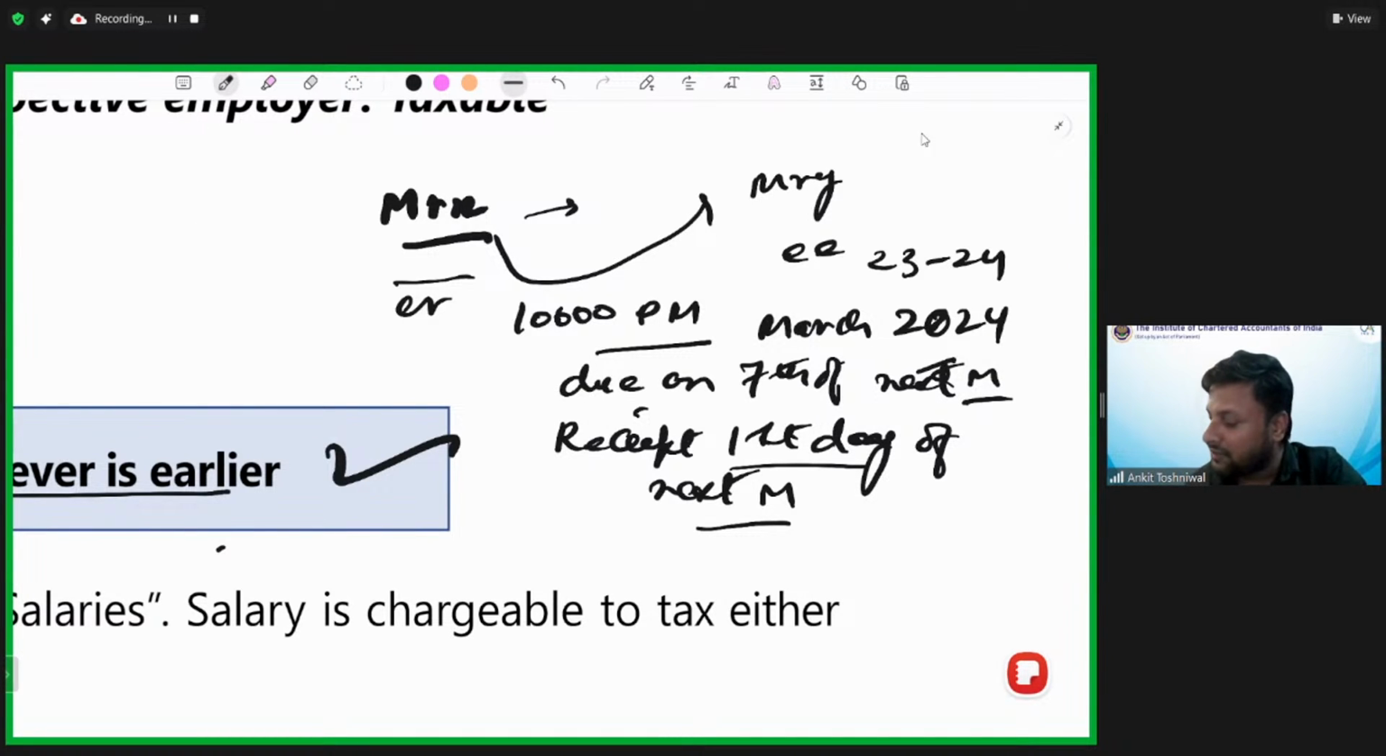What is the point of taxation for this? So the due date is 7th of the next month, that is 7th April, while it is received on 1st April. So between due and receipt, the earlier date is 1st of April. So it is taxable. The basis of charge says due or receipt, whichever is earlier. That is 1st of April. But from April, the new previous year has started, that is 24-25. So it will be taxable under the previous year 24-25.